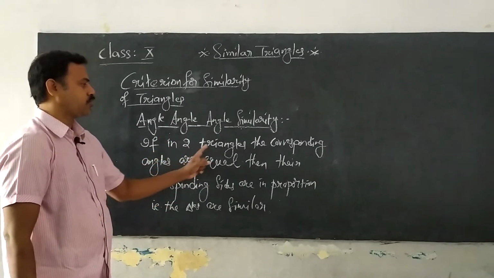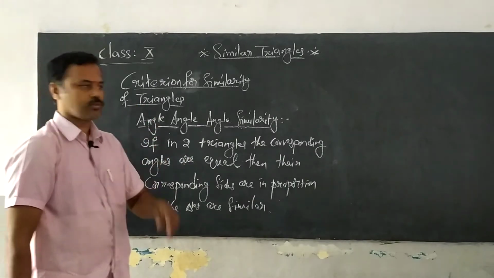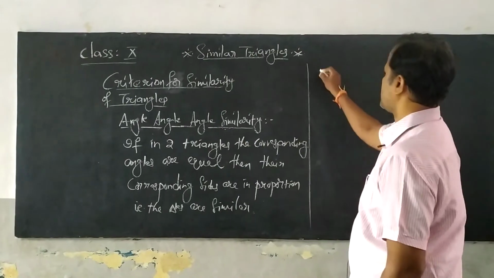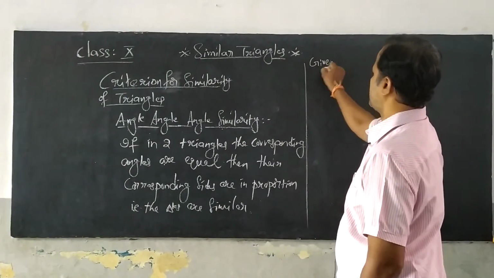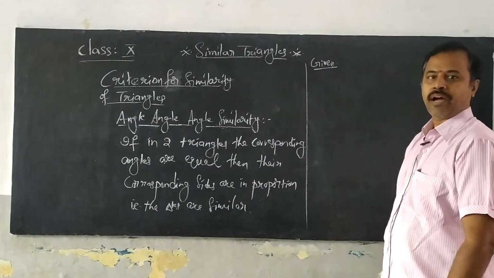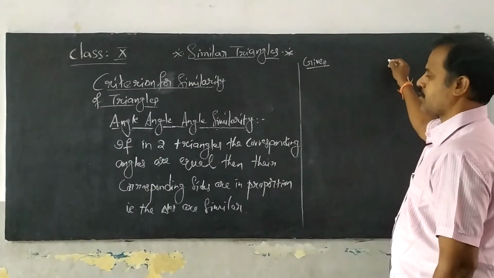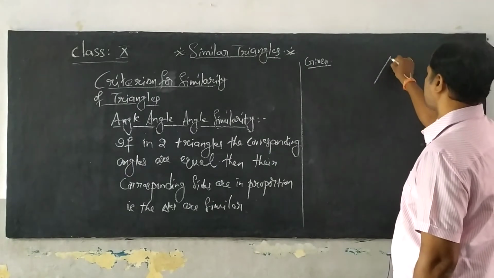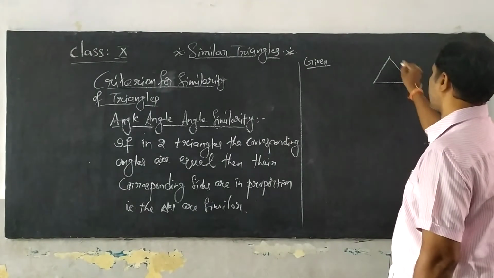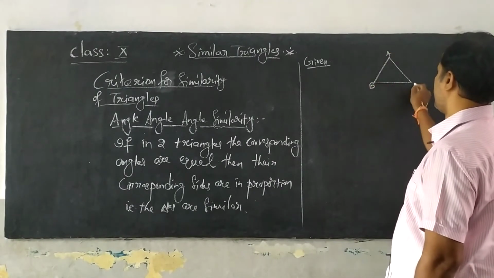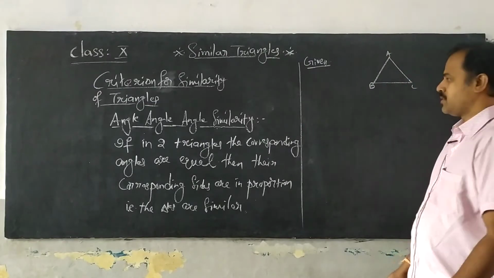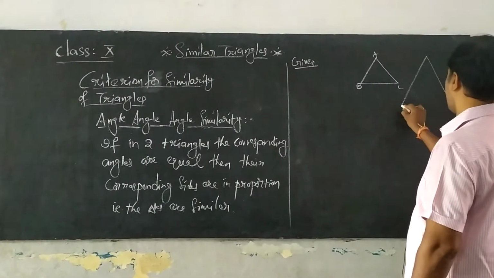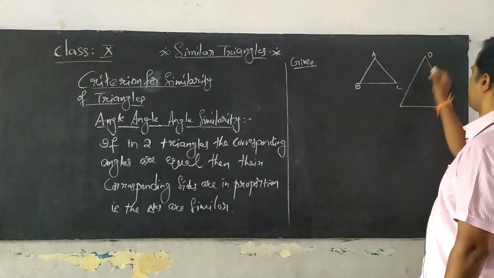If in two triangles, we need to take two triangles. Before writing the given, I write the diagram. Let us draw the triangles. Two triangles. Let the first triangle be named ABC. And two triangles, isn't it? So, I take one more triangle. Let the name of the other triangle be DEF.